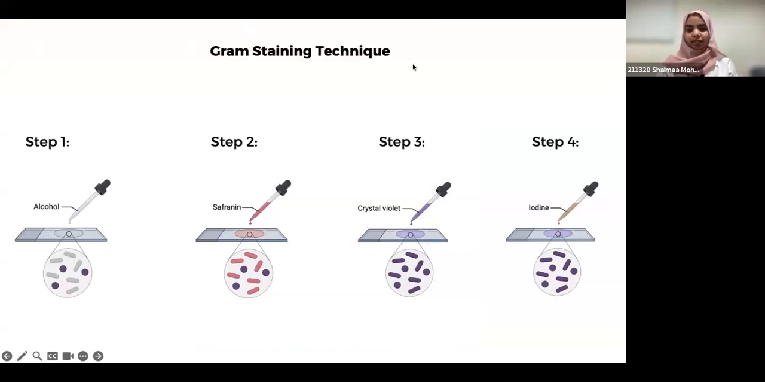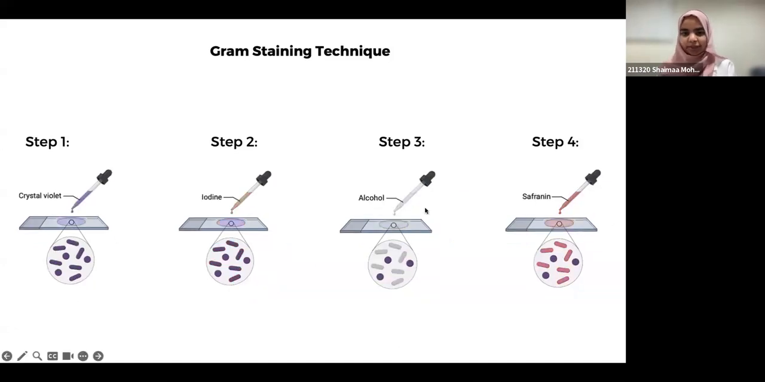Okay, so now organize the steps into what should be step 1, step 2, step 3, and step 4 for gram stain. So which one is the first step for gram staining? Step 3, okay. Crystal violet first. Everything's going to be purple, and then, okay, 3, 4, 1, 2. Crystal violet first, and then iodine to fix it, and then alcohol to decolorize it, and then safranine that's going to stain the gram negative. Okay, perfect. So these are the steps in order.